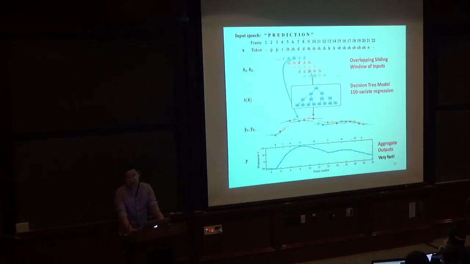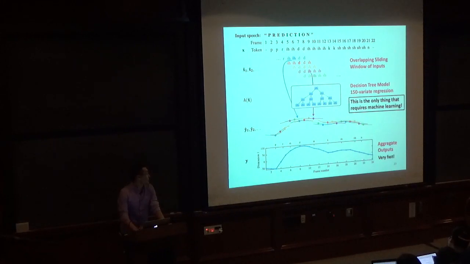And again, things are very fast here. So the only thing that requires machine learning now is this 150 variable regression problem. And that's something that you can actually implement off the shelf. So it's a little bit of Python script to do this, a little bit of Python script to do this, and then Keras to do that, and you're done.